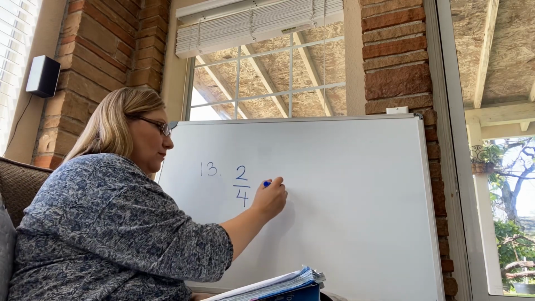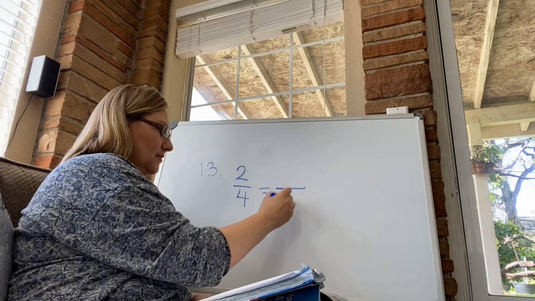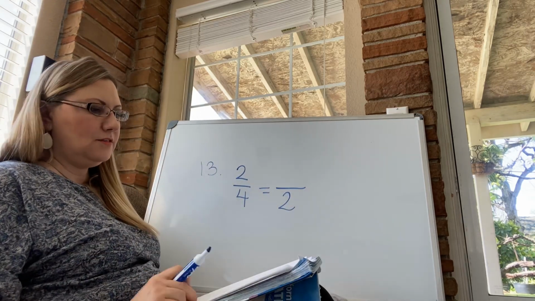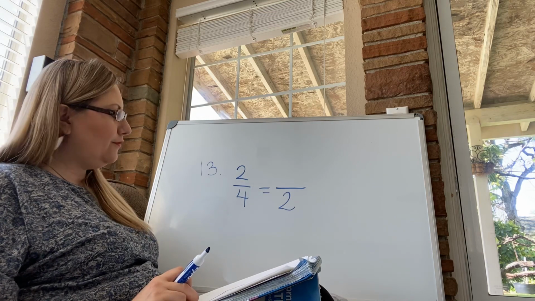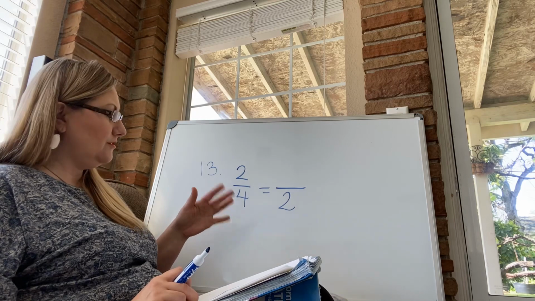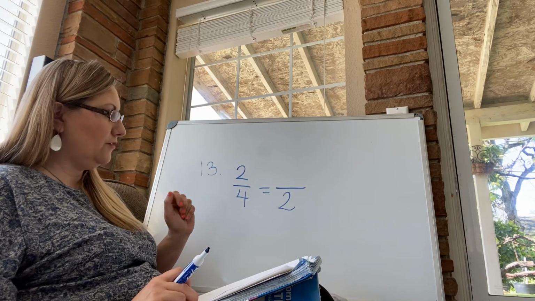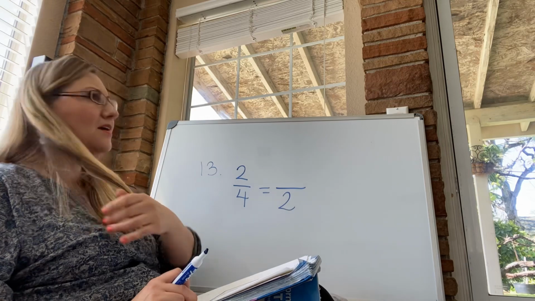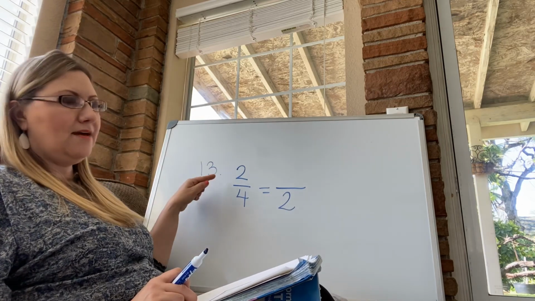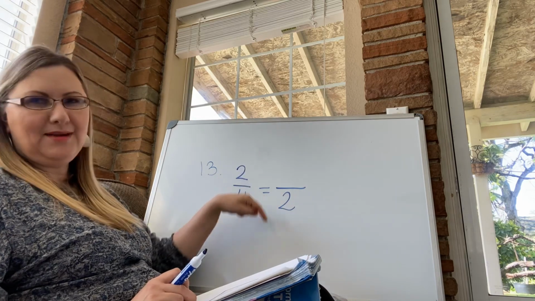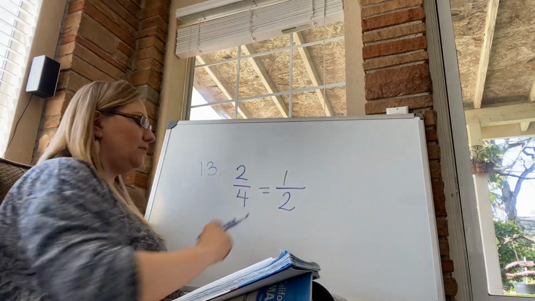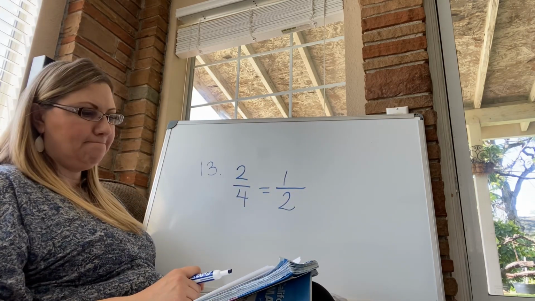2/4 equals some numerator over a 2. Okay, so very simple to do. If you have congruent circles, if you draw congruent circles, you can easily figure this out. I think you can imagine in your mind's eye, though, that 2 out of 4 is the same as a half of something, right? So I'm going to go ahead and put that 1 there.